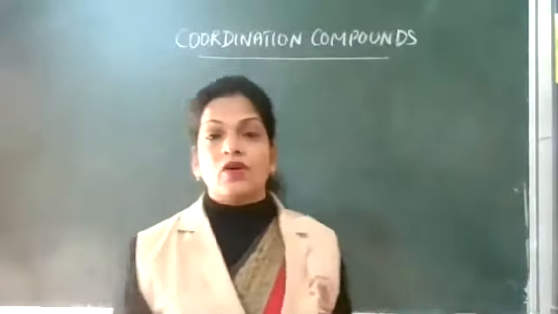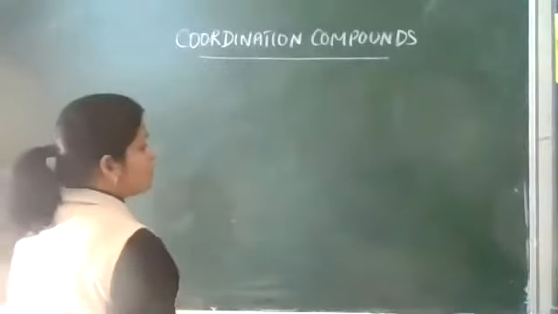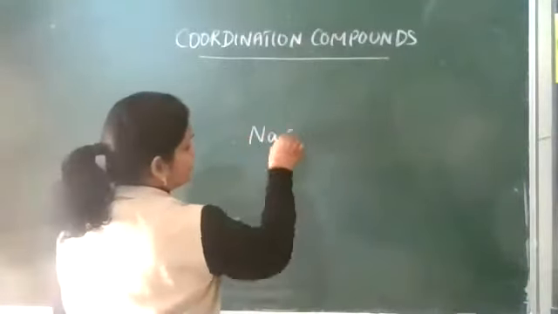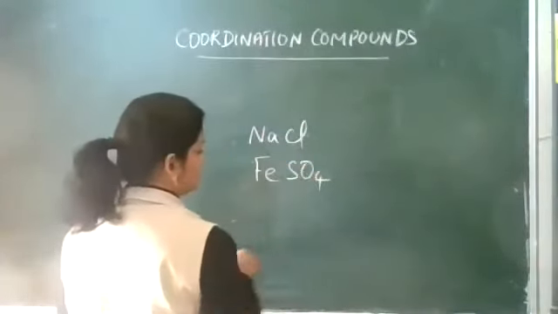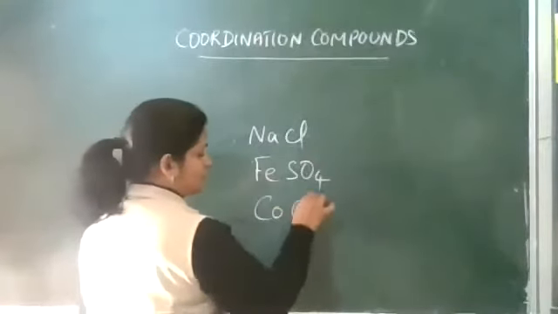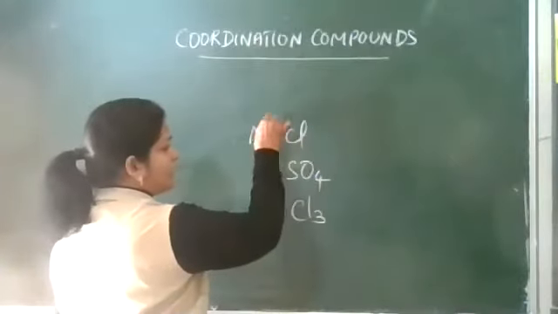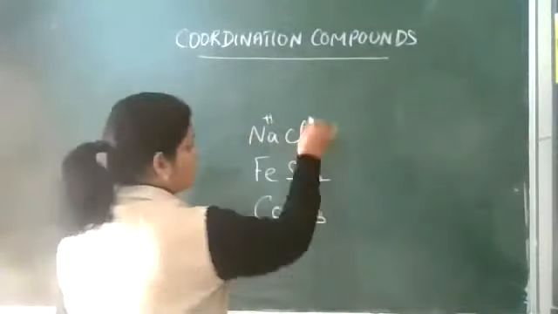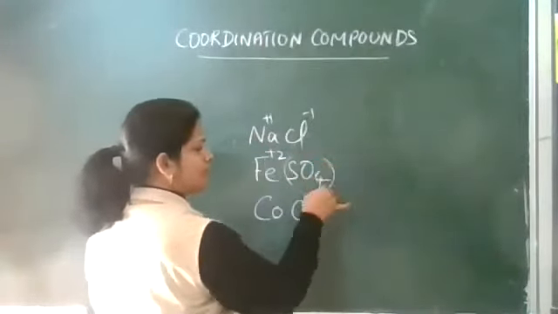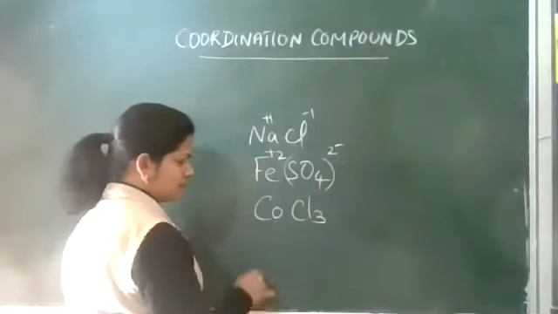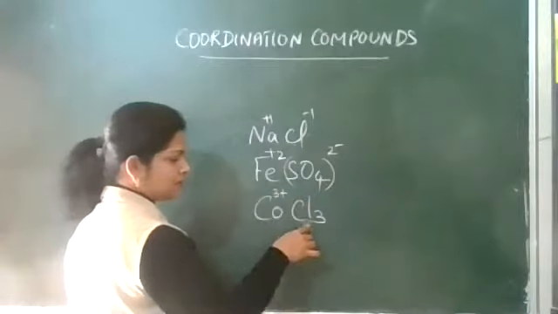Today we will start with coordination compounds. Normal compounds, you know, NaCl, FeSO4, or CoCl3. Here Na valency 1, chlorine valency 1, Fe 2 plus, SO4 2 minus, Co 3 plus, so Cl minus, Cl minus, Cl minus.